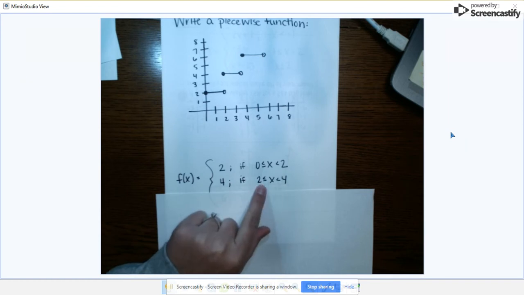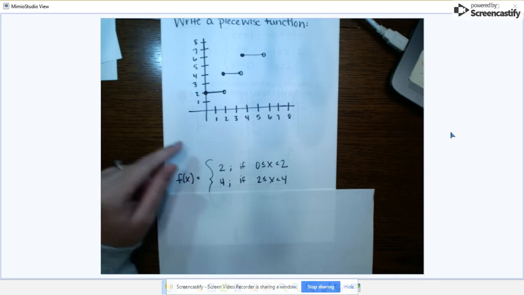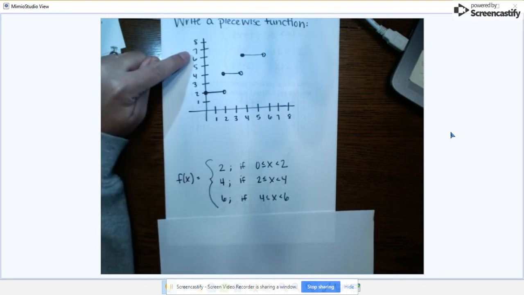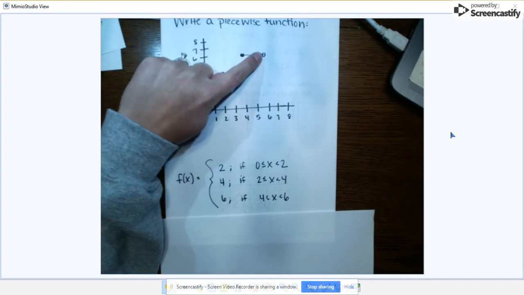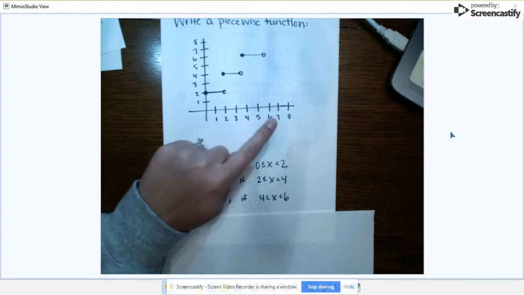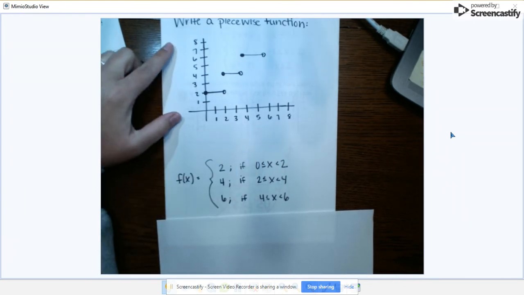Again, closed circle on 2 means less than or equal to. Open circle on 4 means less than. And finally, this third piece has a height of 6, or a y value of 6, when x is between 4 and 6. Okay, so 4 and 6. So this is our piecewise function based off of this graph.